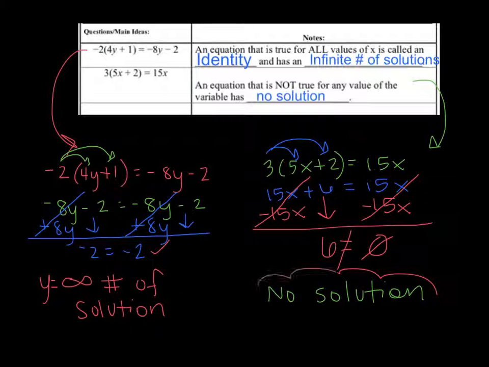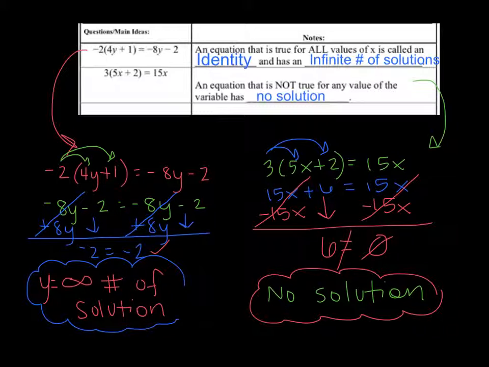Okay? So those are the two special types of equations that we looked at. We looked at identities, which have an infinite number of solutions, and we looked at when there is no solution. After we did these, we worked some examples, and then we worked a word problem. So I want to go over that word problem with you just to make sure you understood.